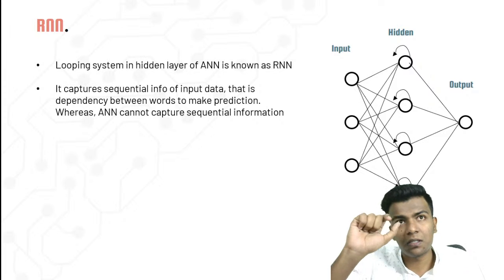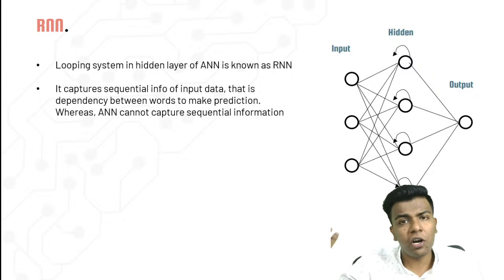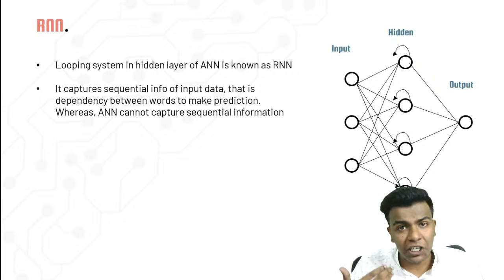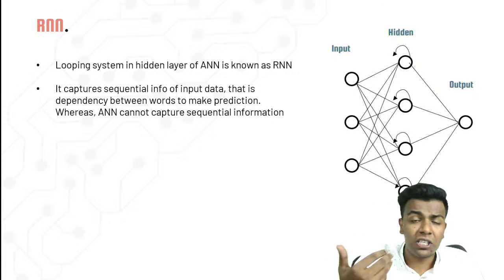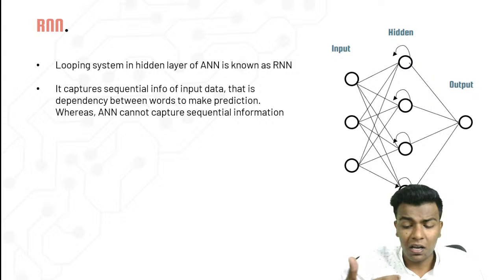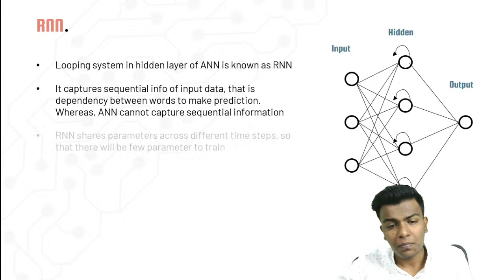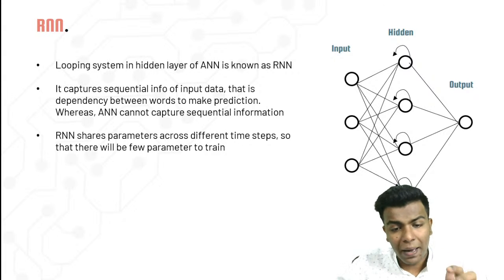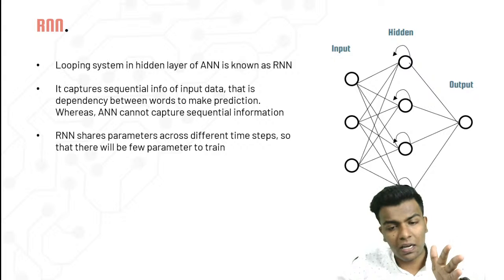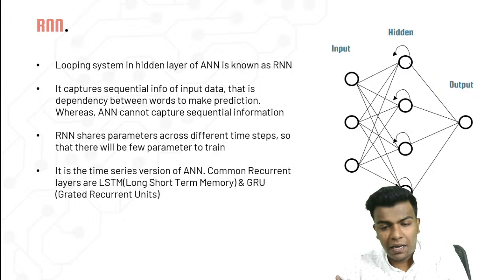So what are the suggestions, name mostly, right? The prediction should be done by analyzing the previous value which it got in the previous layer. That is known as sequential. And this RNN shares parameters across different time steps. So it will process the parameter in one layer, then another layer, and further layers.